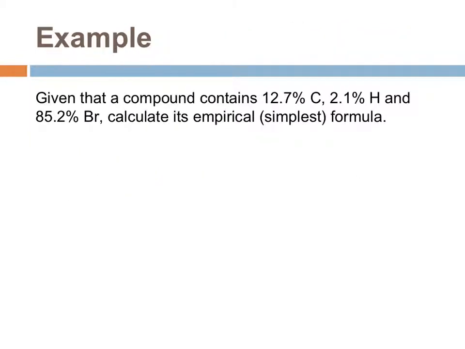We're going to look at an example then. Given that a compound contains 12.7% carbon, 2.1% hydrogen, and 85.2% bromine, calculate its empirical or simplest formula.